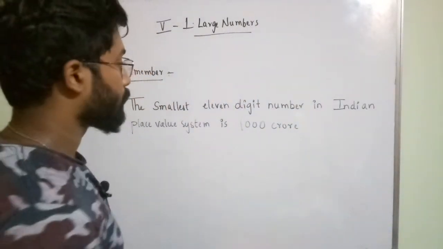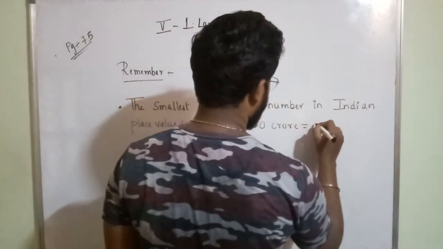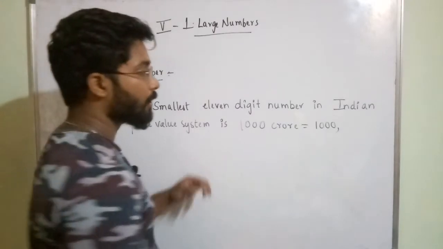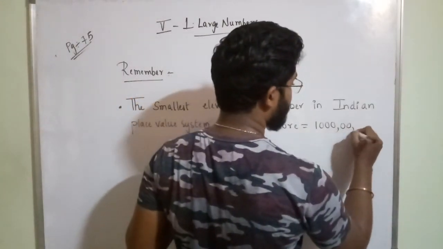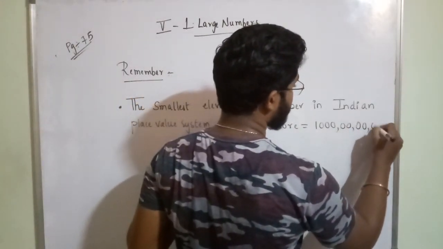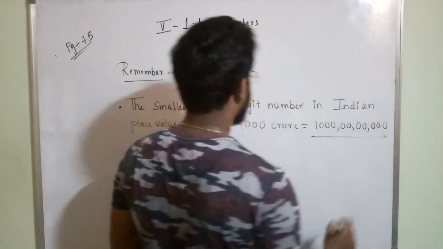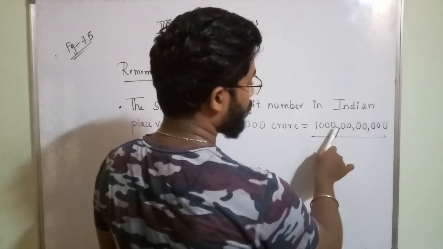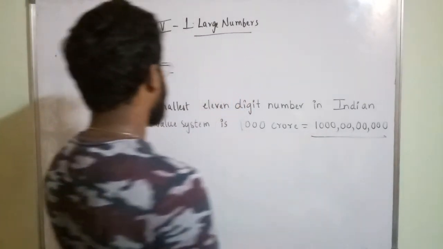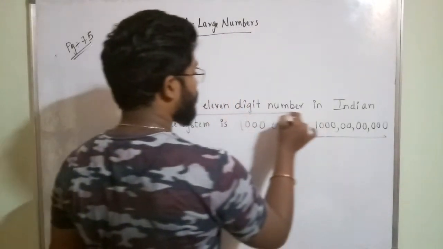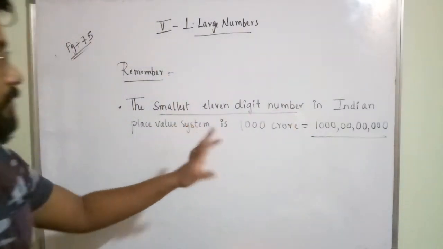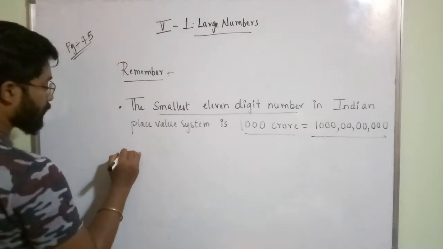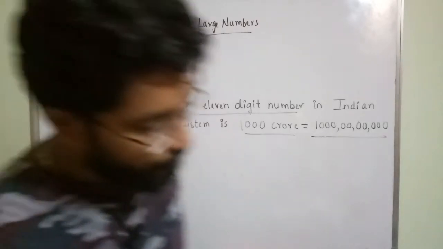So 1000 crore, how will you represent? 1000 is in one period, crore. This is lakhs, this is thousands, this is ones. So this is the 11 digit number. 3 plus 2, 5, plus 2, 7, plus 4, how much? 11. The smallest 11 digit number in Indian place value system is 1000 crore. This is the first point. Okay, what is the next point?